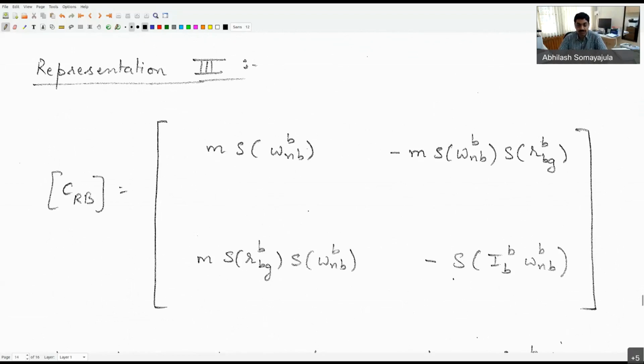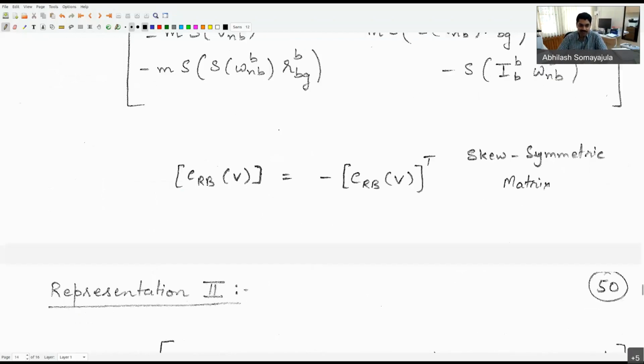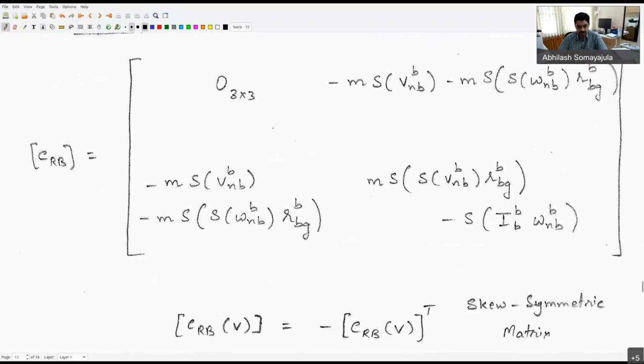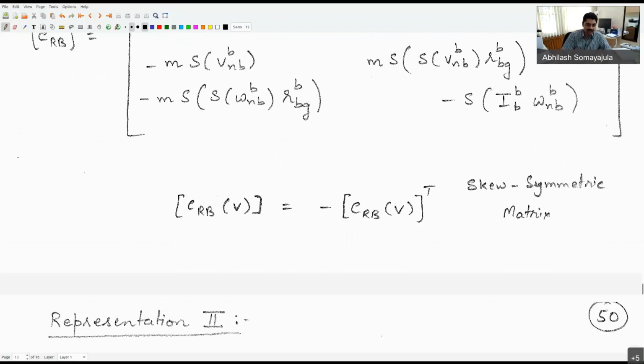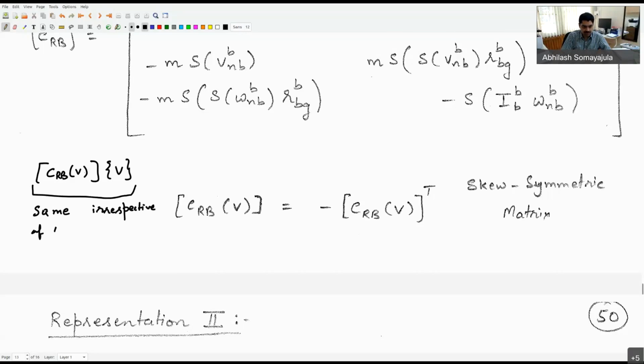This is the representation which we saw in the derivations, and you'll see that that doesn't have a 0 in the top left corner. But no matter which representation you choose, at the end of the day, all three are giving you the same value when it comes to computation of C_RB multiplied by V. This product is the same irrespective of the representation chosen.